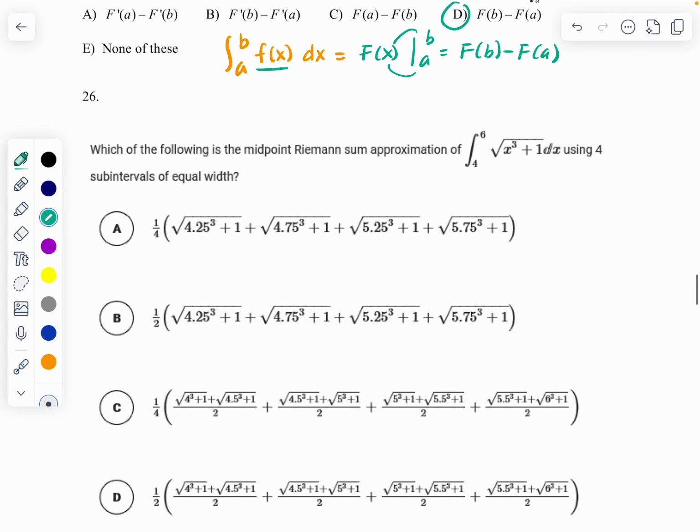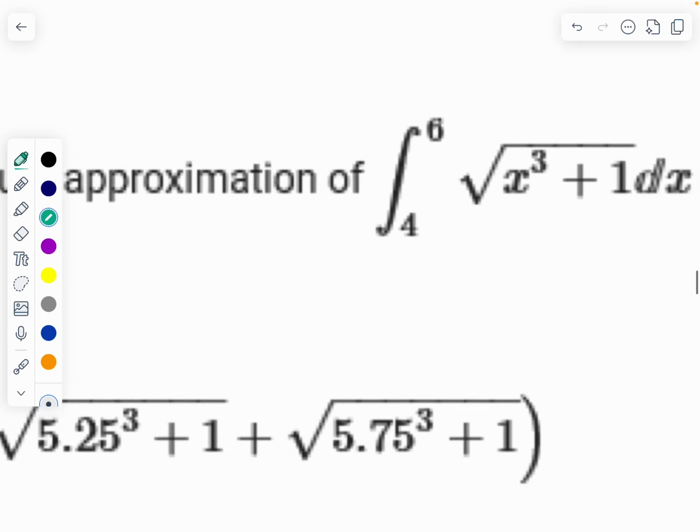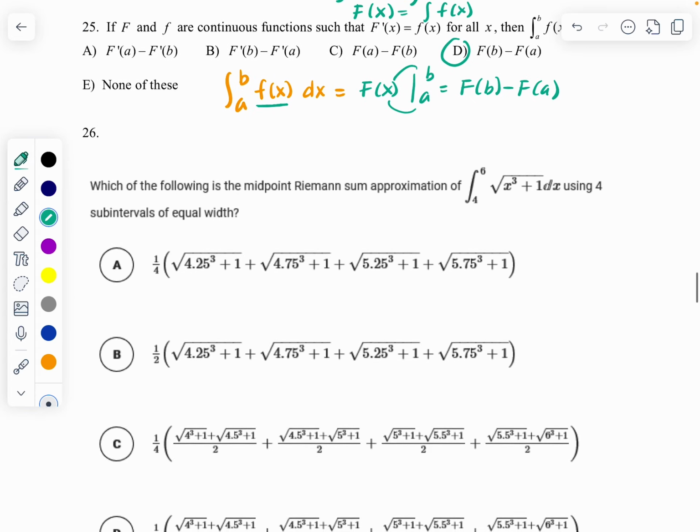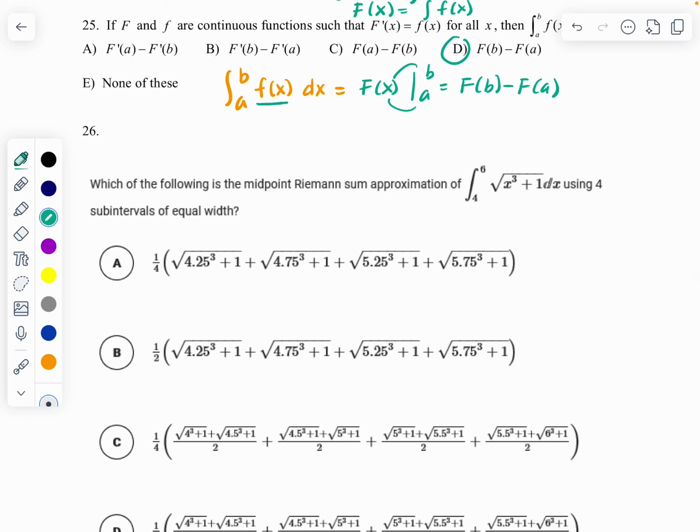All right, which of the following is the midpoint Riemann sum approximation of that using 4 subintervals of equal length? Okay, so you guys, it looks like I'm going from 4 to 6. That's really badly written. Okay, so let's draw this out. I'm going from 4 to 6, but I want to make 4 equal subintervals. Okay, so I know the midpoint here is 5. That means this is going to be 4.5 and this is going to be 5.5.